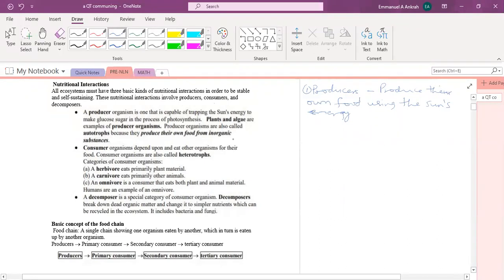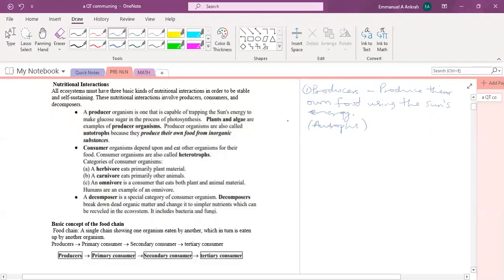Another name for the producers is the word autotrophs. So we also call them autotrophs. That's another name for the producers, because they produce their own food from inorganic substances.